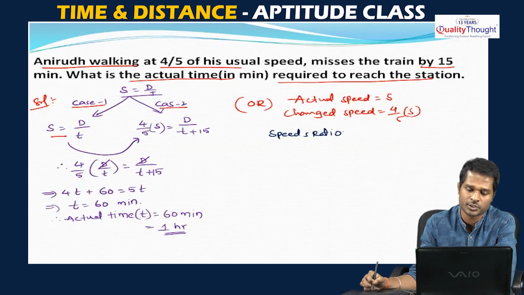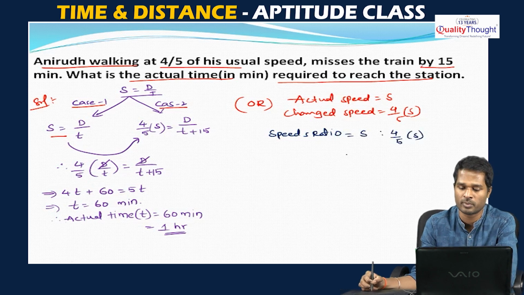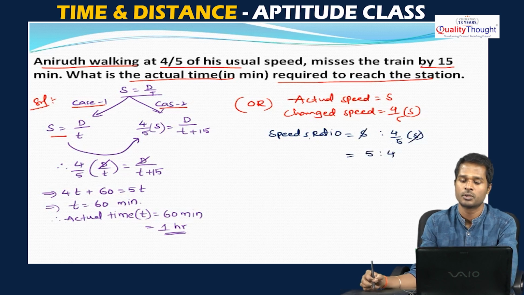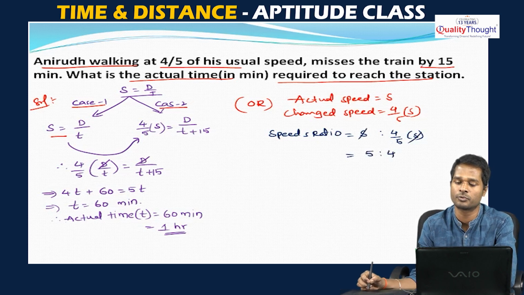So the speeds ratio is s is to 4 by 5 of s. So s will cancel, it will become 5 is to 4. So the speeds ratio will become 5 is to 4.